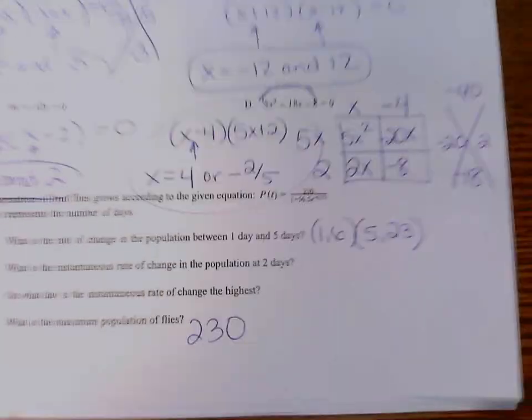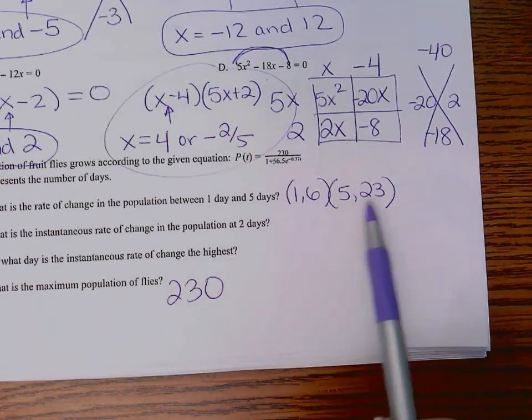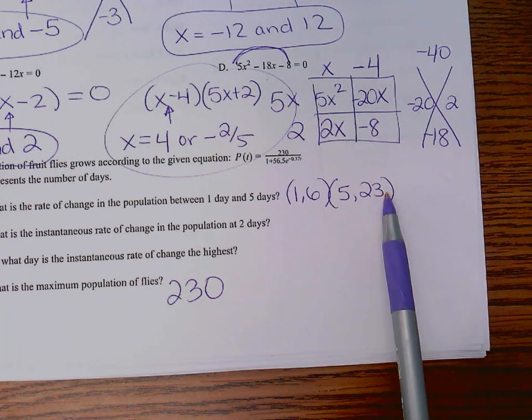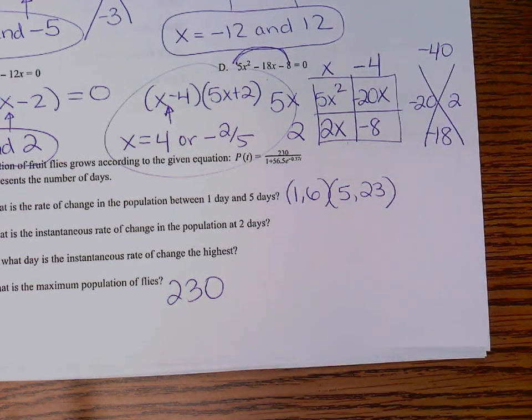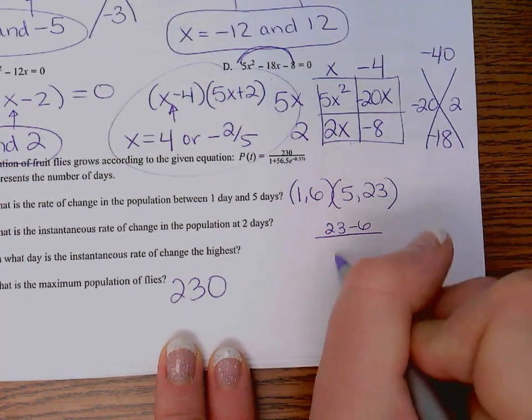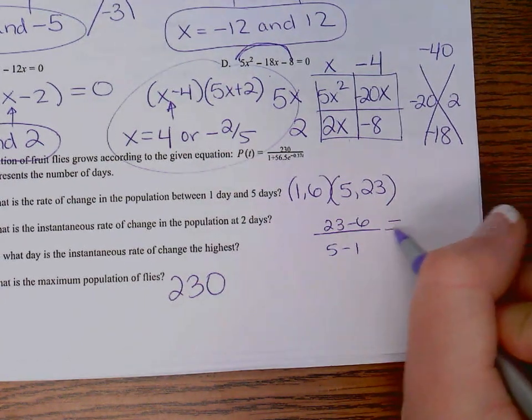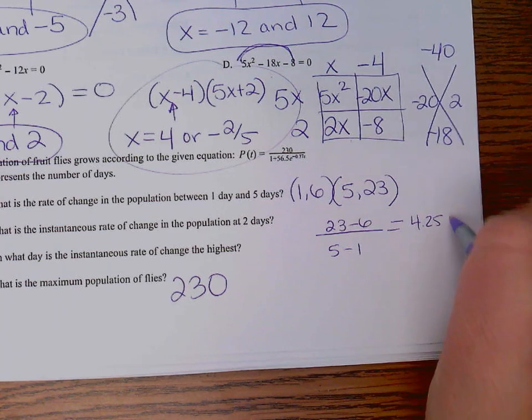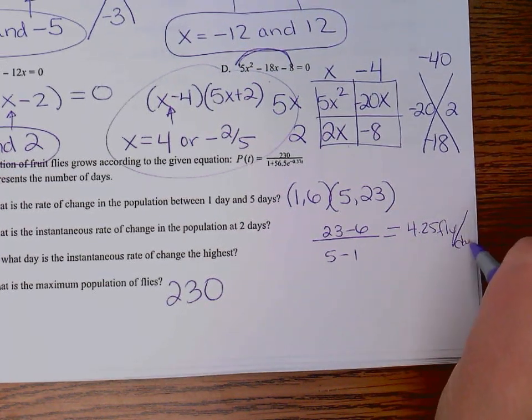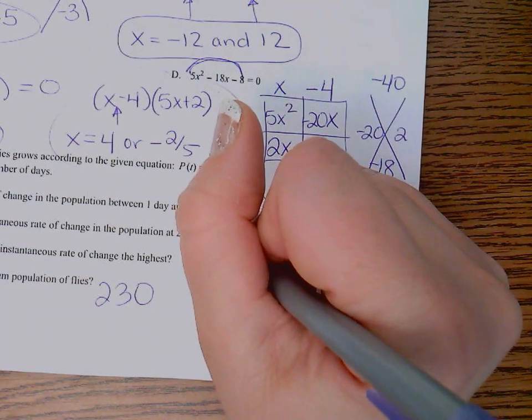So we want to find the rate of change between (1, 6) and (5, 23) by doing y2 minus y1 over x2 minus x1. About how many flies did we increase by each day? 23 minus 6 divided by 4 days. 23 minus 6 is 17. I went up 17 flies in 4 days. So my average rate of change is 4.25 flies per day, right? That's the average rate of change for question 1.